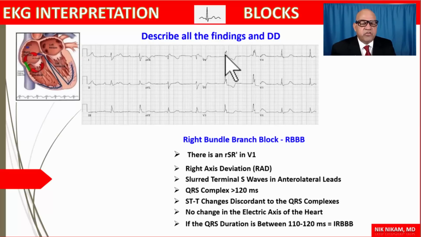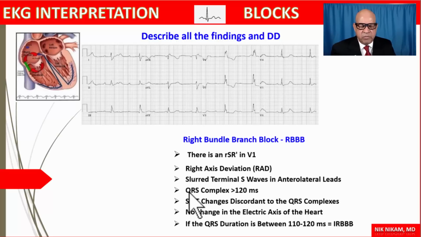And we also see discordant STT changes related to the right bundle branch block here, and the slurred S wave, which I talked to you about, which is clearly visible in the lateral chest leads. So let us summarize some of the findings related to right bundle branch block. First, there is an RSR prime in V1, as we can see here. Sometimes we see right axis deviation, but in the majority of cases, we may not. However, if we have a patient with right atrial enlargement from pulmonary hypertension and other conditions, we may see right axis deviation.